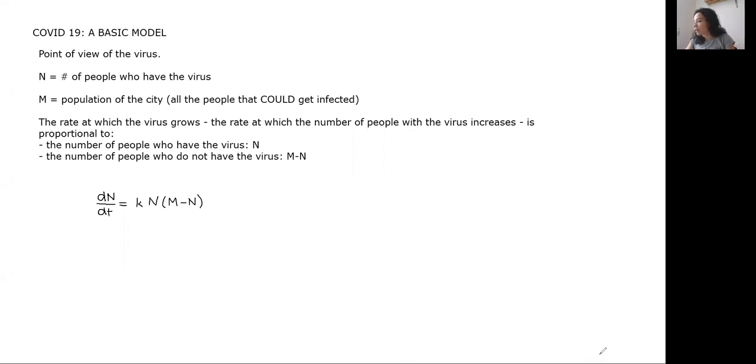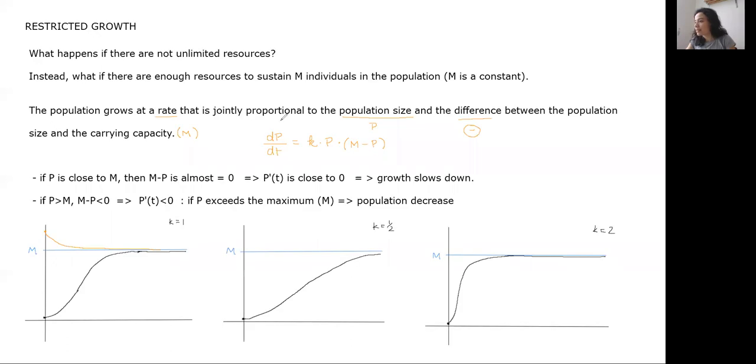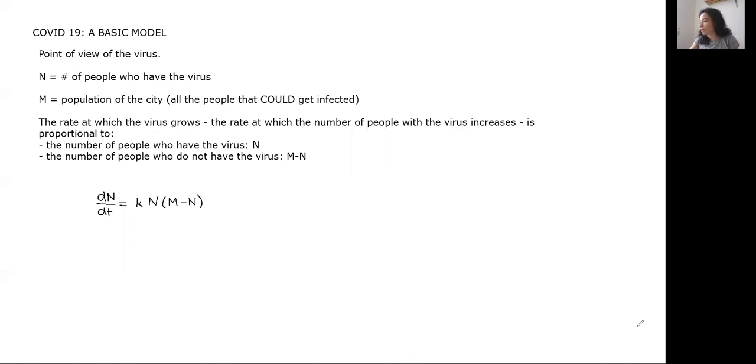Now, I'm going to go back a couple of slides and you'll see that that equation is the same thing as this equation over here, except I've just called my variable something else, right? So n instead of p, but the rest is the same. The derivative of n is equal to k times n times m minus n, right? So this is exactly this model. So I'm going to create a new case over here.